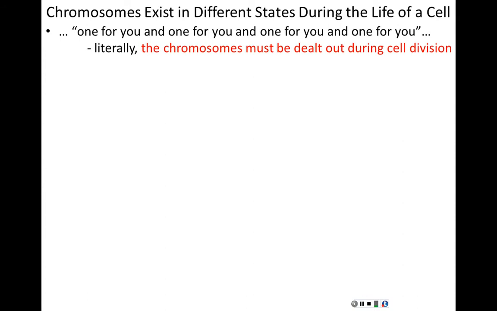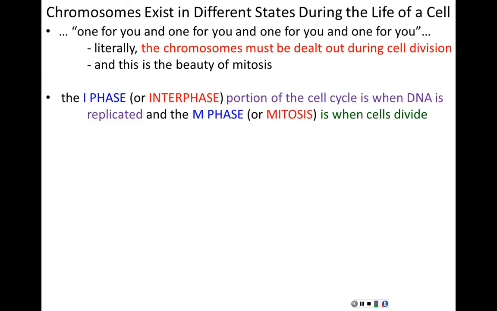So literally, during cell division, copied, replicated chromosomes must be dealt out so that each new daughter cell gets the exact same genome that the maternal cell started with. And this is the beauty and elegance of mitosis. The whole point of mitosis as a cellular process is to ensure that just this happens. Now, before mitosis, we have the I phase of the cell cycle, that's interphase. This is the portion of the cell cycle when the DNA is replicated. And of course, mitosis is also called the M phase in the cell cycle. This is when mitosis occurs, chromosomes get dealt out, and cells divide.